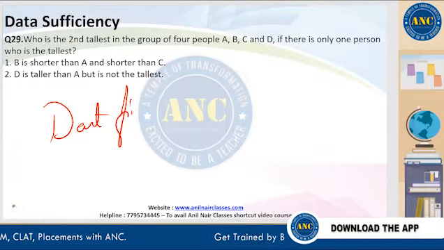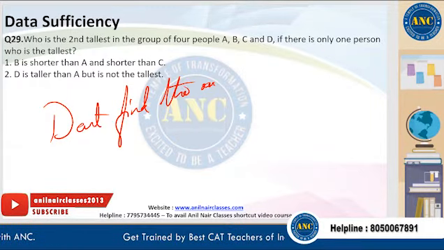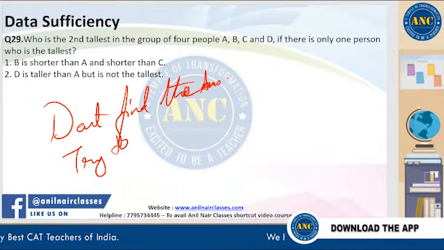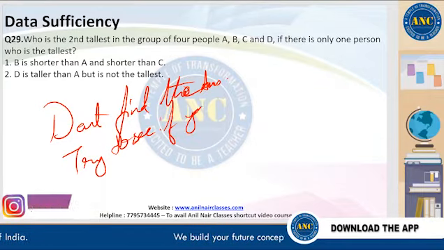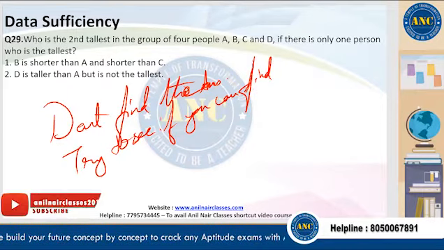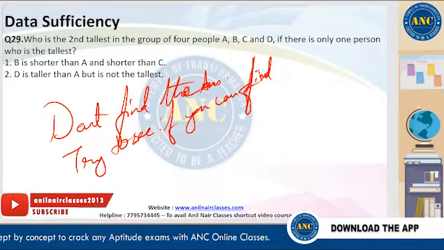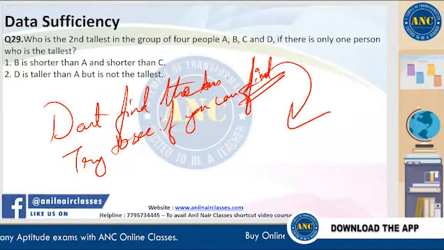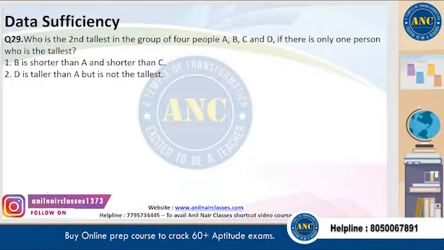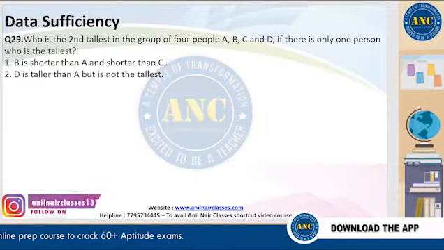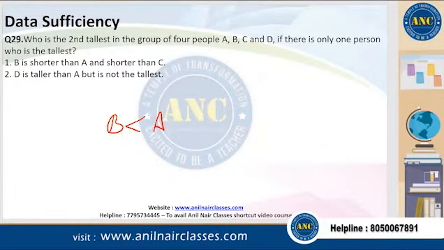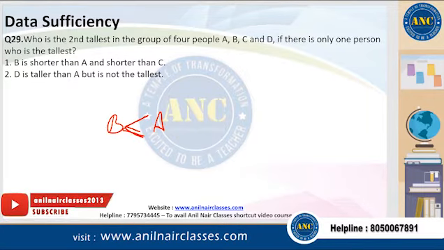Don't find the answer. Try to see if you can find something that can get to your answer. That's the aim. No one is asking you what's the answer. No one is asking you for the numerical value or who is the shortest here. So let's look at this question. Statement 1: B is shorter than A. I've put the less than sign to represent shorter. B is shorter than A.